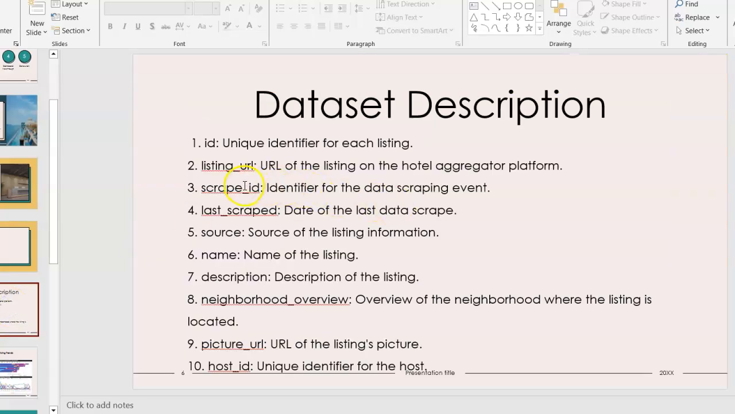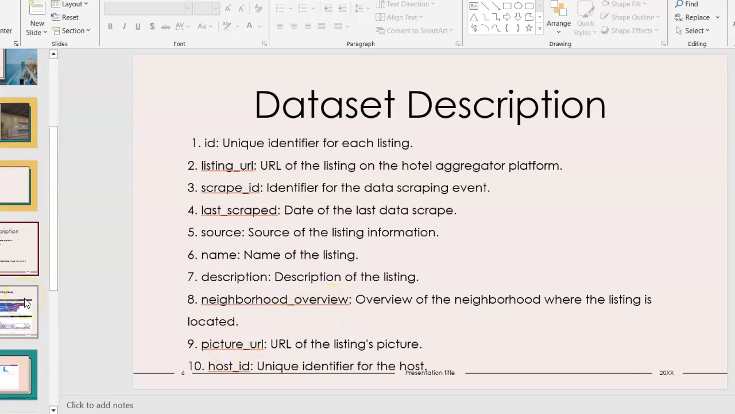Our data looks somehow like this. We have the ID, listing URL, scrape ID, last scraped, source, name, description, neighborhood overview, picture URL.